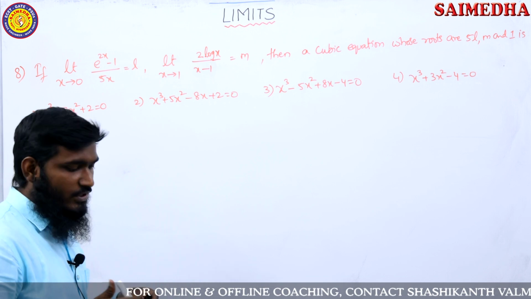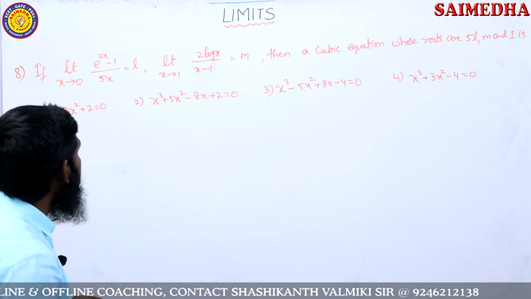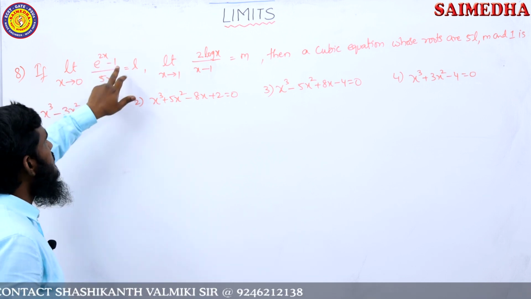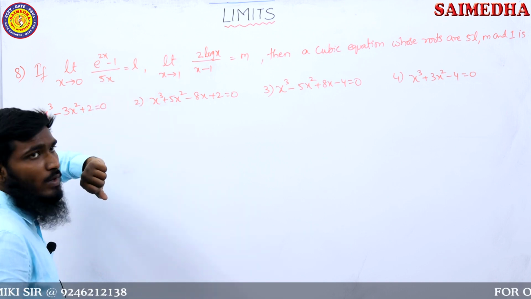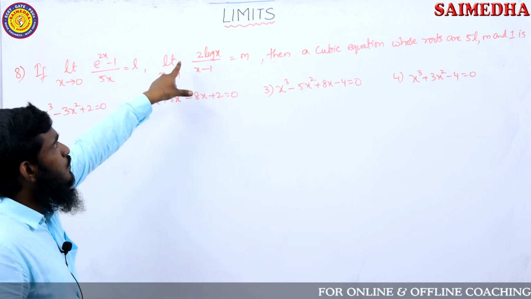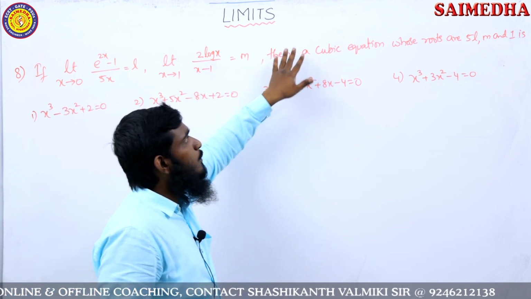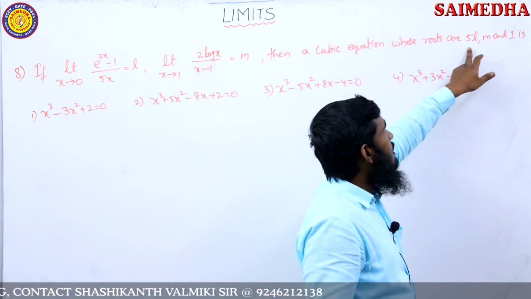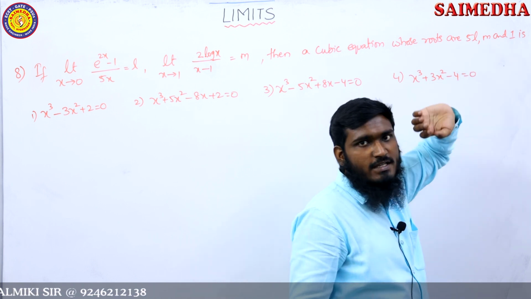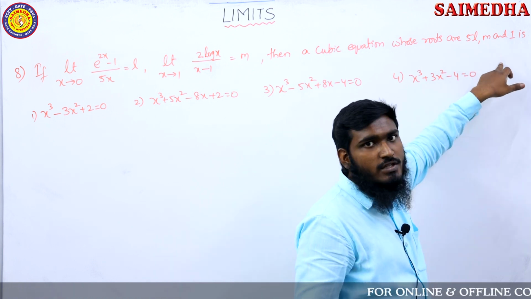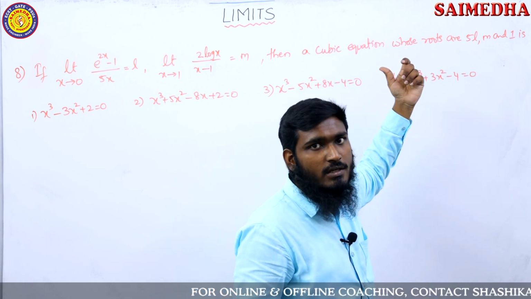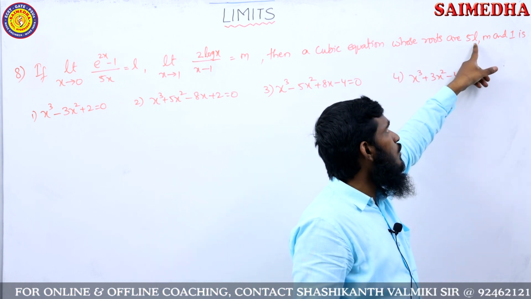Now let us see our next question. If limit x tends to 0, (e power 2x minus 1) by 5x is equal to L, and limit x tends to 1, 2 log x divided by (x minus 1) is equal to m, then a cubic equation whose roots are 5L, m and 1 is to be found. So with the help of these roots we have to make the cubic equation. In these roots we don't know the values of L and m.